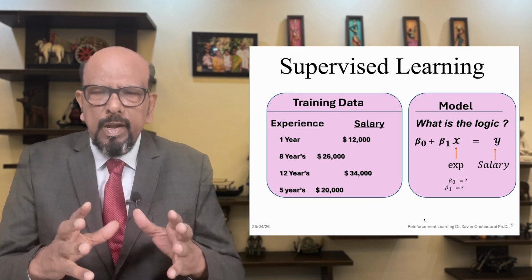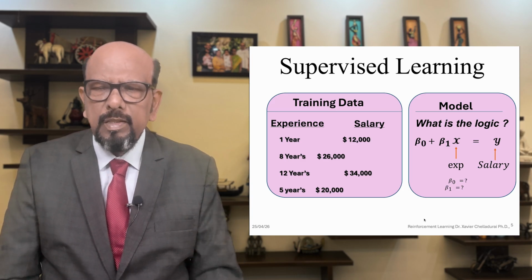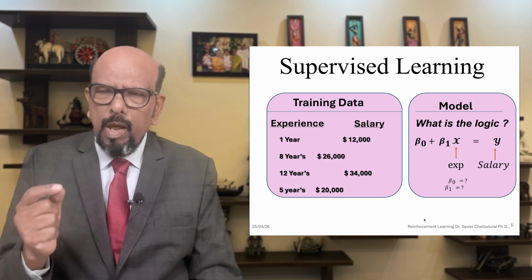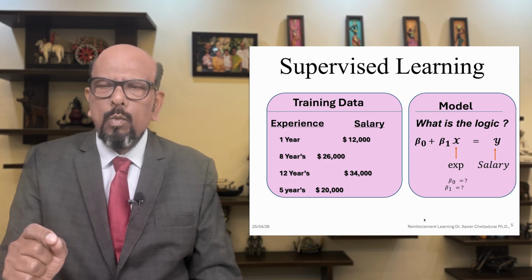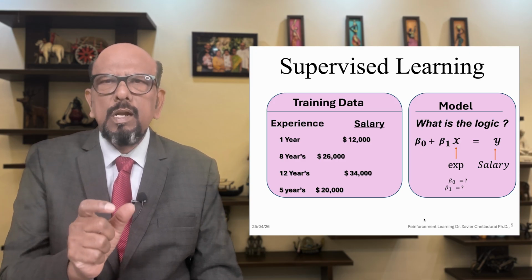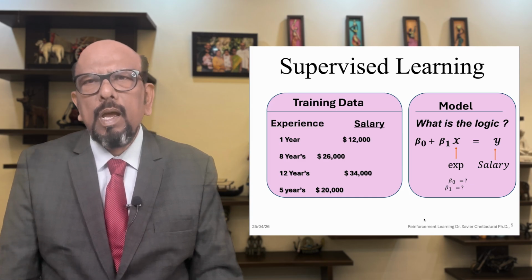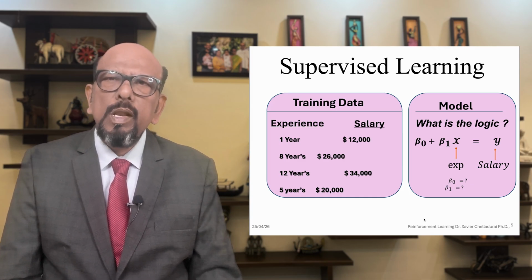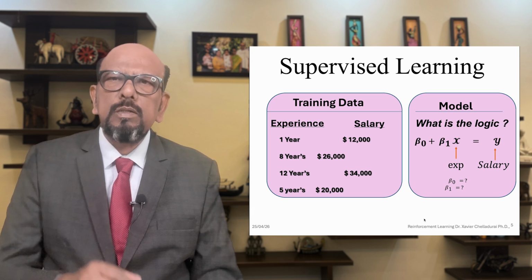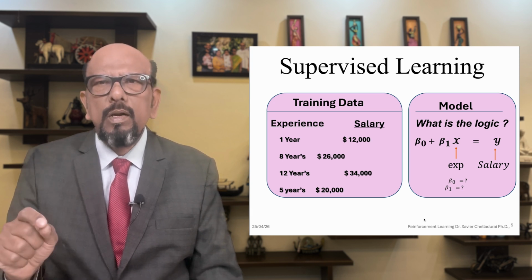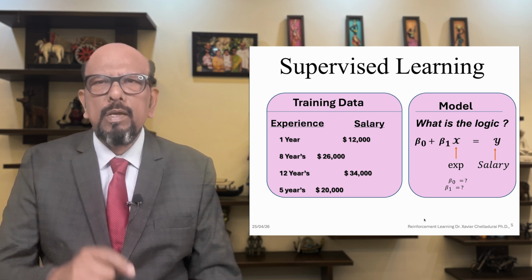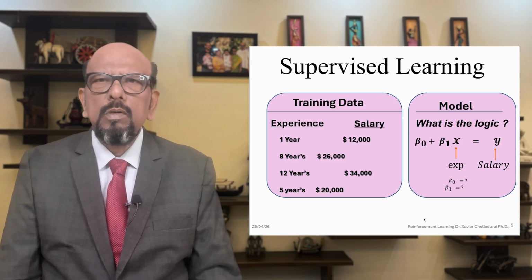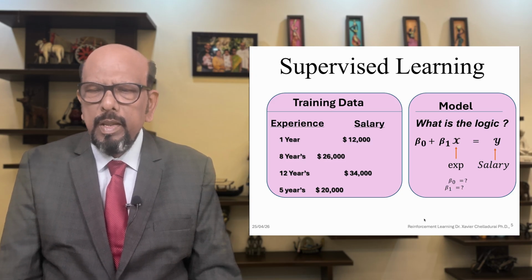By looking at the data, we find that if X is the experience, it is multiplied by a number beta 1 and a constant beta 0 is added. So beta 0 is usually called the offset and beta 1 is called the multiplier. So Y equal to beta 0 plus beta 1x.